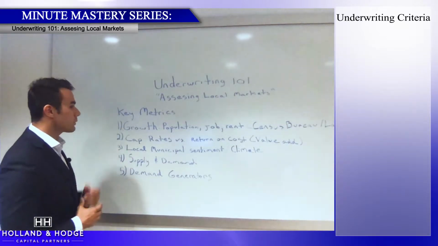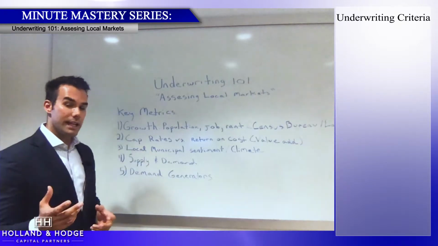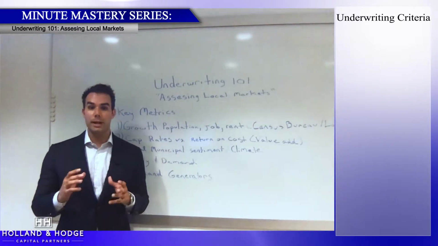These are some key metrics we look at anytime we are trying to assess a local market. We typically lend in tier 1 or tier 2 markets. We will look at some tertiary markets. It really depends what's happening there.